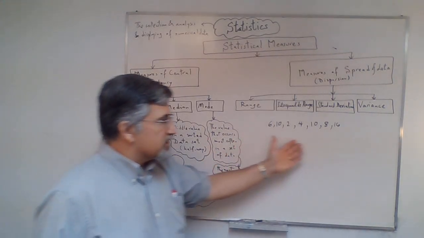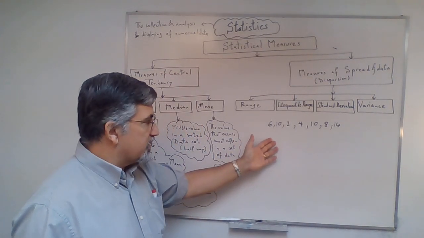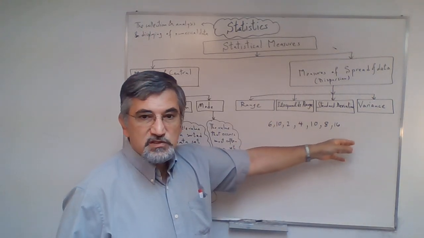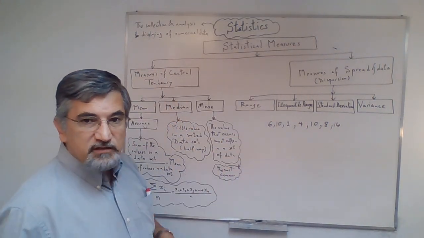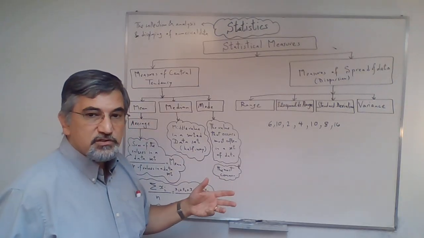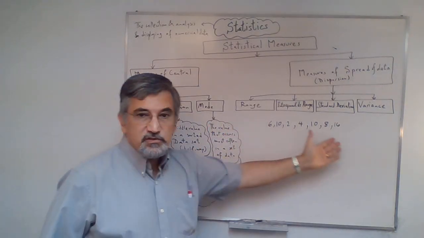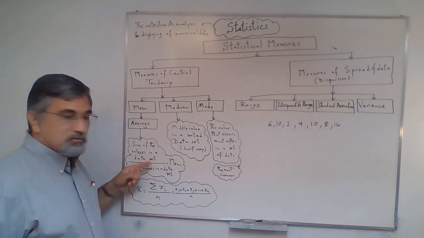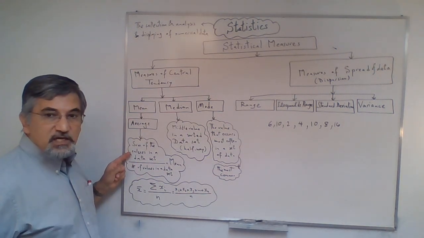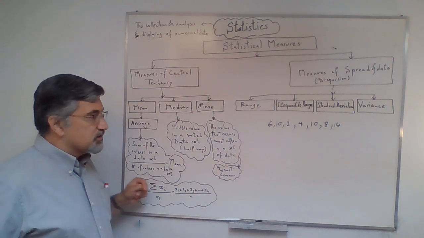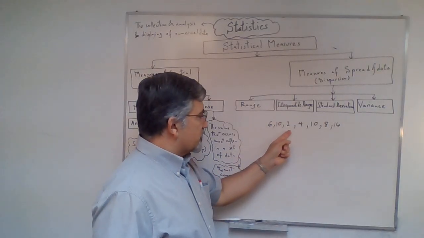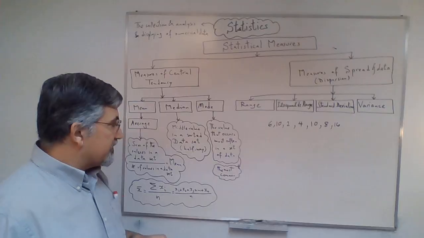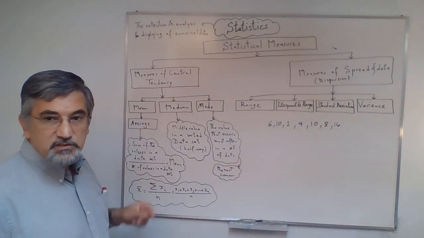So if you have a data set, let's say a whole bunch of numbers like this: 6, 10, 2, 4, 10, 8, 16. If you have a whole bunch of data values here and you want to find the average, you want to find the mean of this data set, this is what you do. You find the sum of the values in the data set and you divide it by the number of values. So here, let's count: 1, 2, 3, 4, 5, 6, 7. We have 7 data values here. So that means that the denominator is 7.